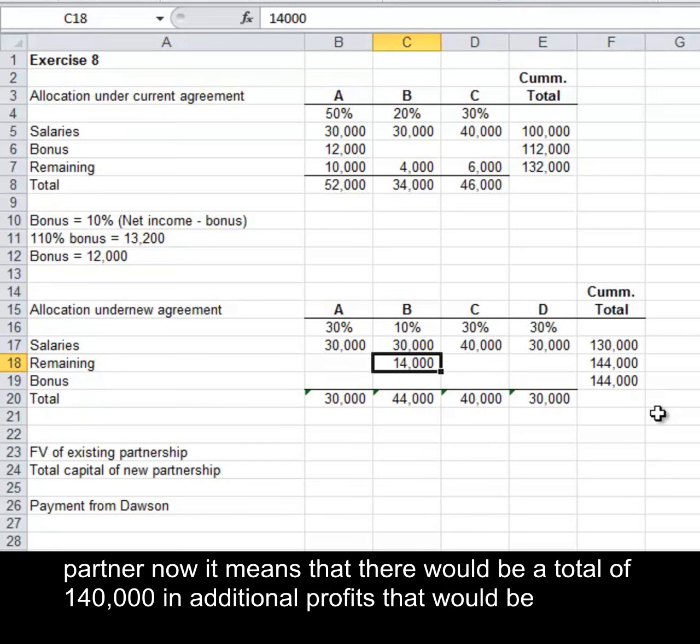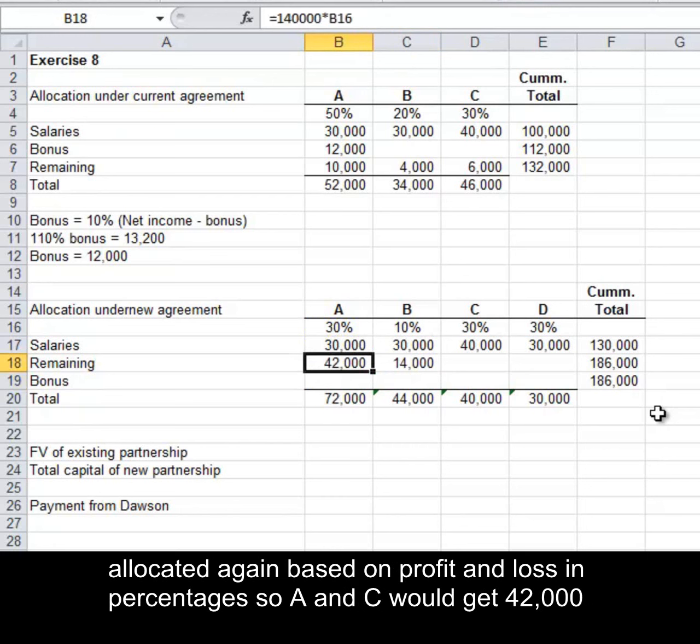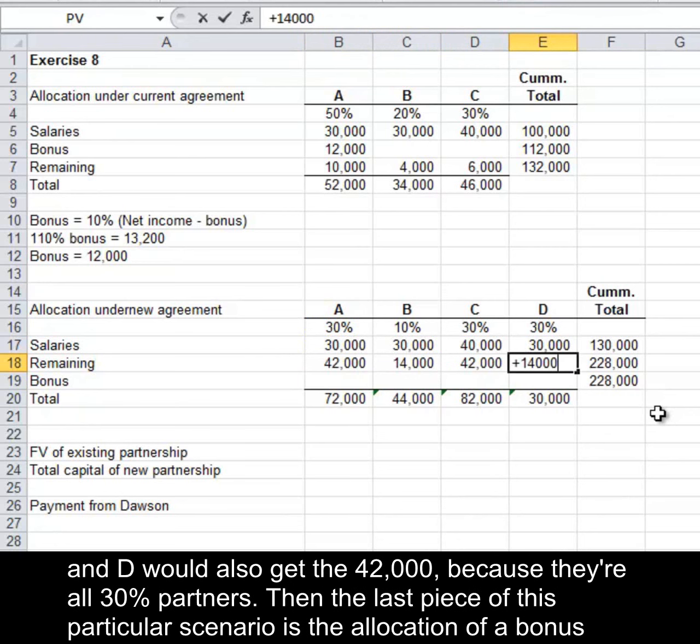Since he's a 10% partner now, it means that there would be a total of 140,000 in additional profits that would be allocated again based on profit and loss sharing percentages. So A and C would get 42,000, and D would also get the 42,000 because they're all 30% partners.